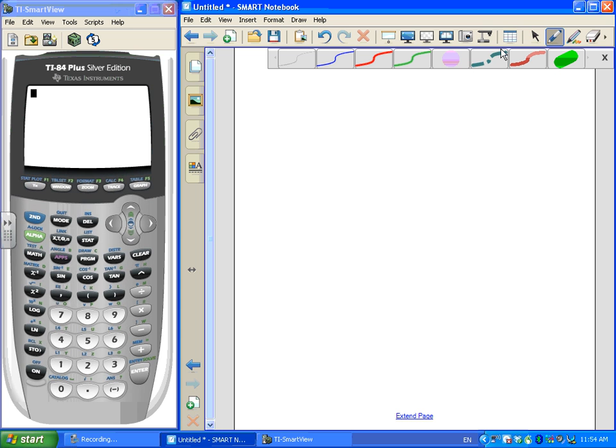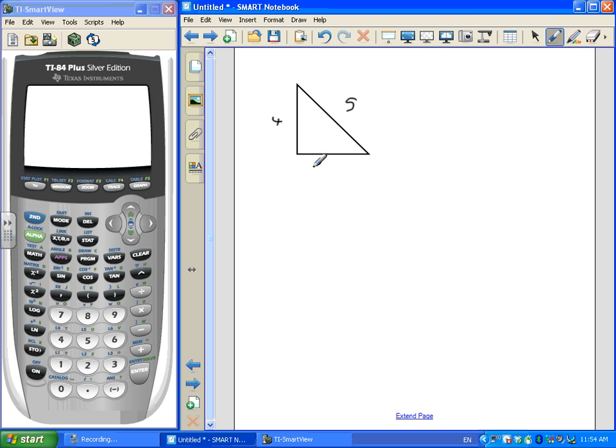Question 4 gives us a triangle again. Measurements of this triangle are 4, 5, and 3. It tells you that it's 90 degrees. And it says to solve all angles of the triangle. So we need to solve both of these angles here. We'll call them X and Y.